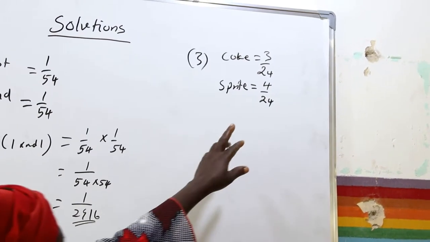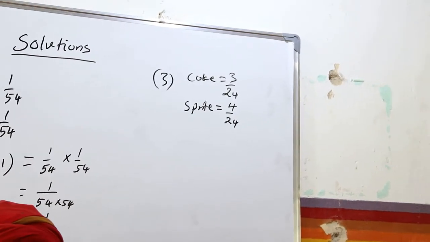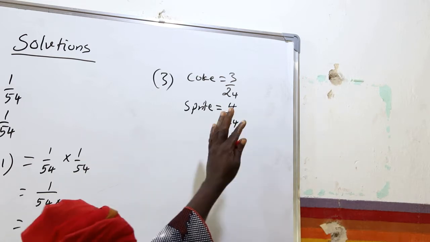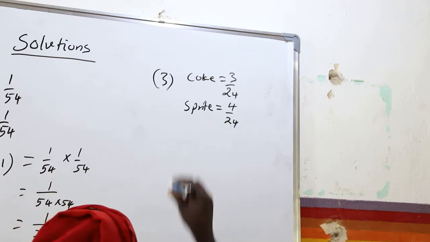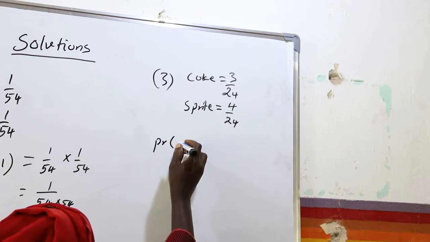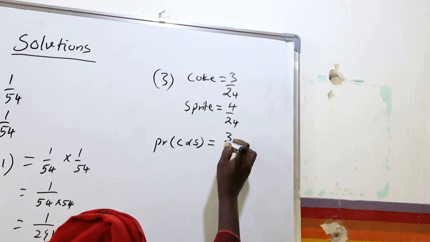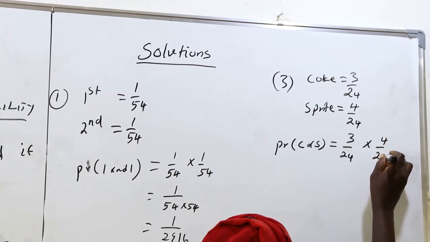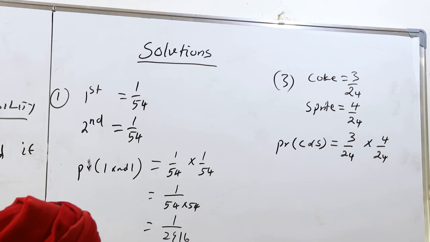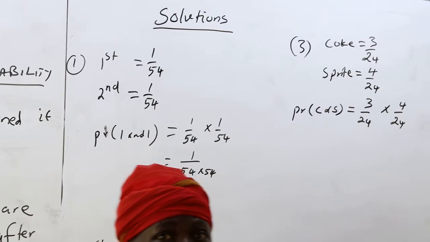But look at this second one. We have 4 over 24. You can still reduce it to a simple fraction before you do your calculation. So we reduce this one to simple. But if you don't want to reduce it now, let's go on first and see what we'll do. So now, my probability of Coke and Sprite will be 3 over 24 times 4 over 24. If you like, you can do it without the reduction. You can reduce before, you still get the same result.